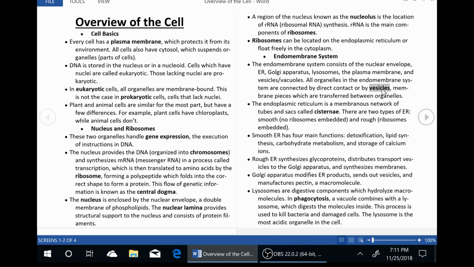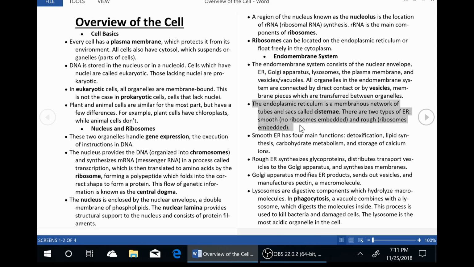So vesicles are just these pieces of membrane that surround one of these organelles. This membrane piece is transferred between organelles, and these membrane pieces can hold various molecules within them to transfer between these organelles.